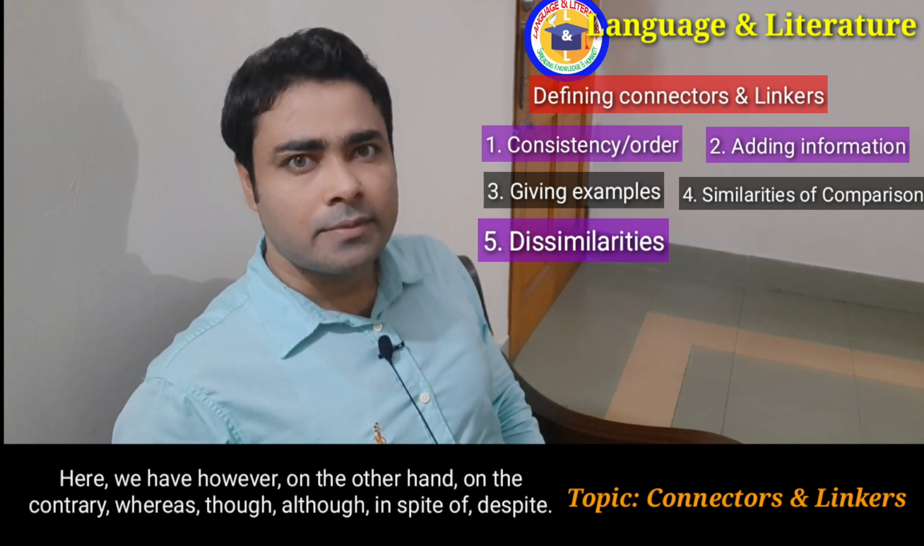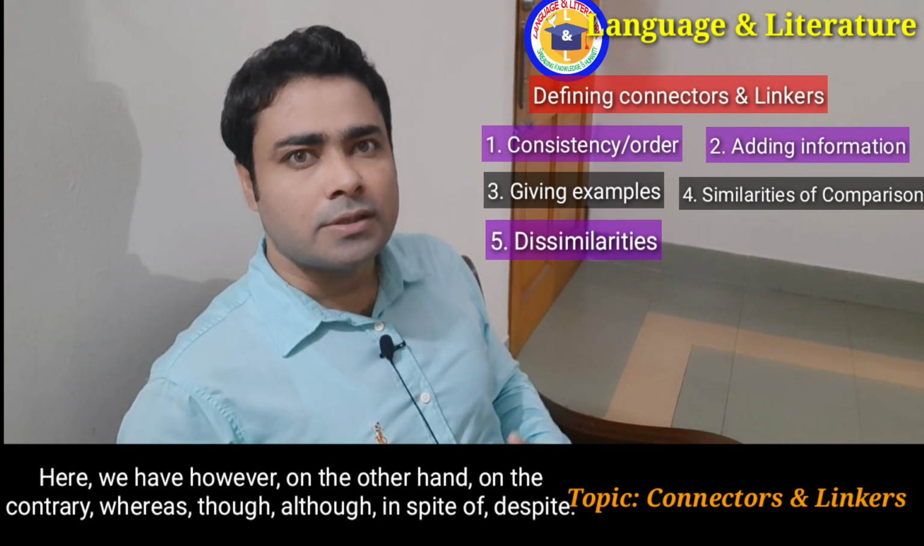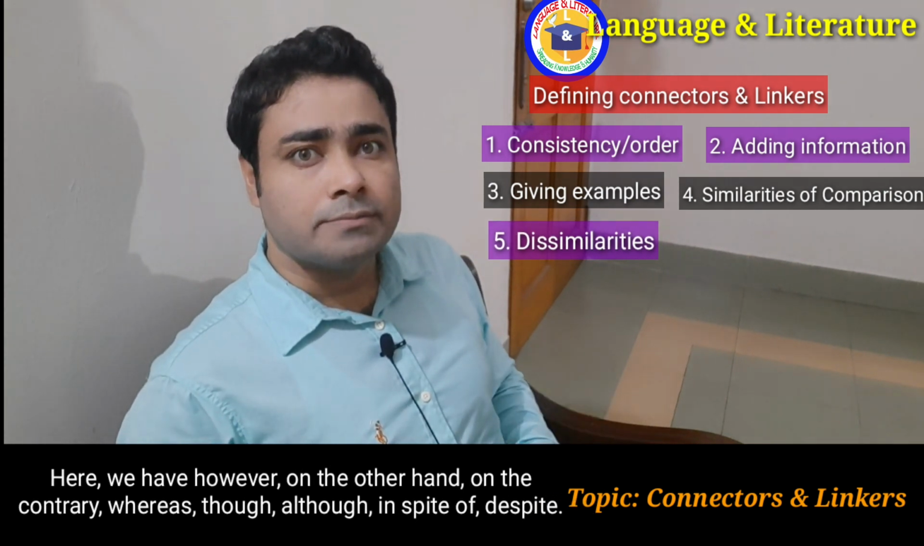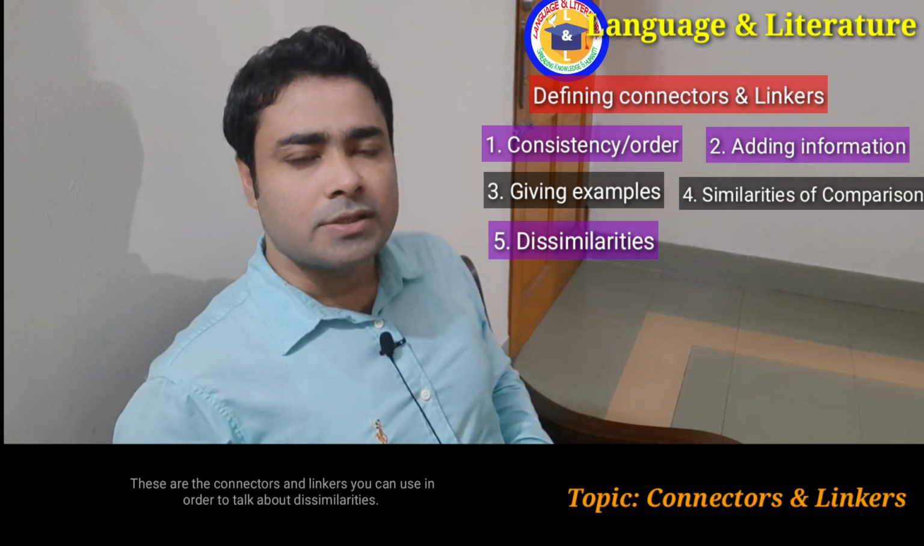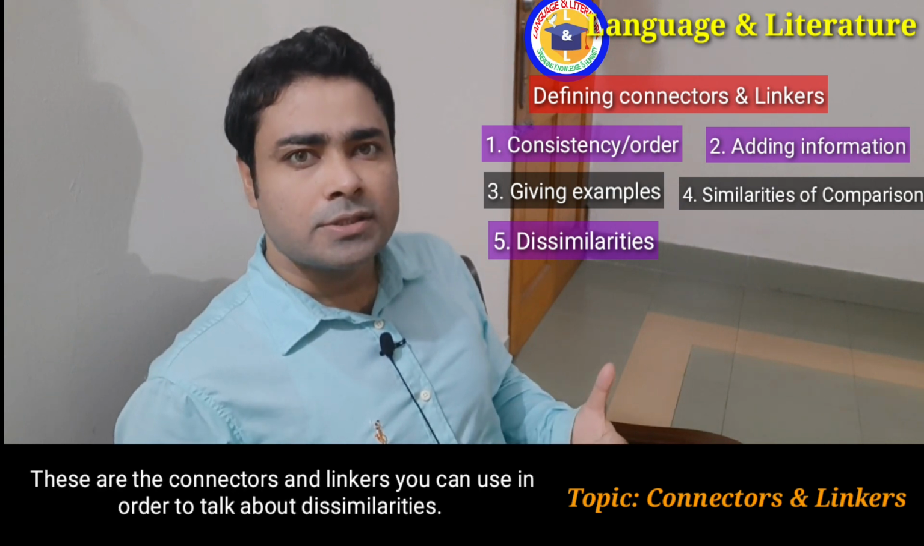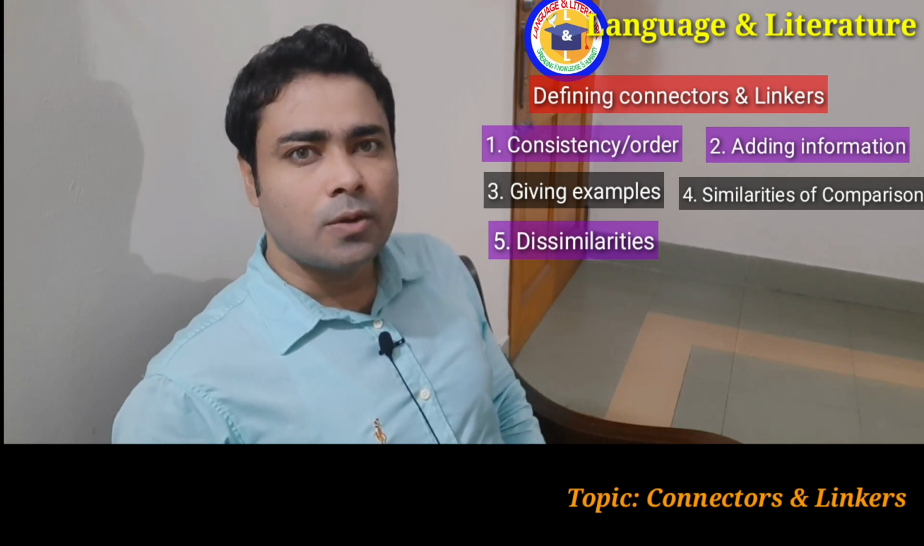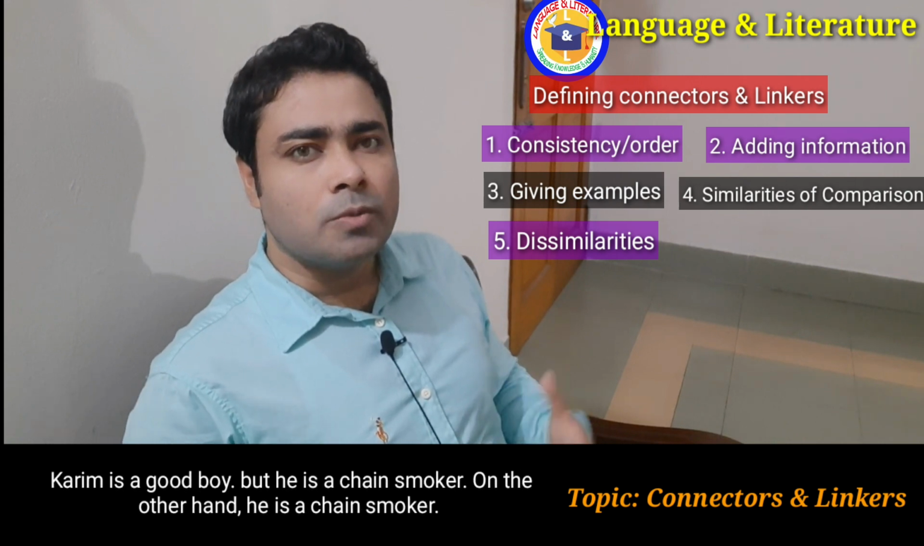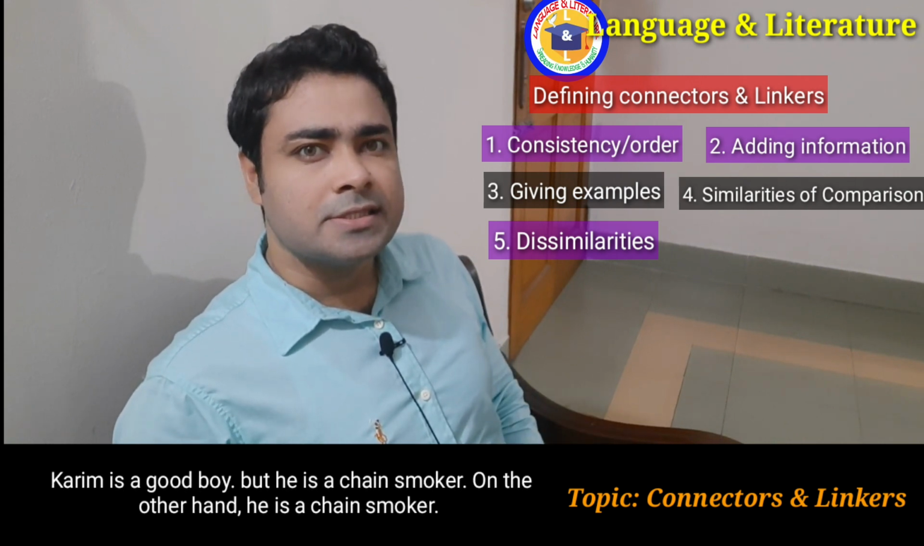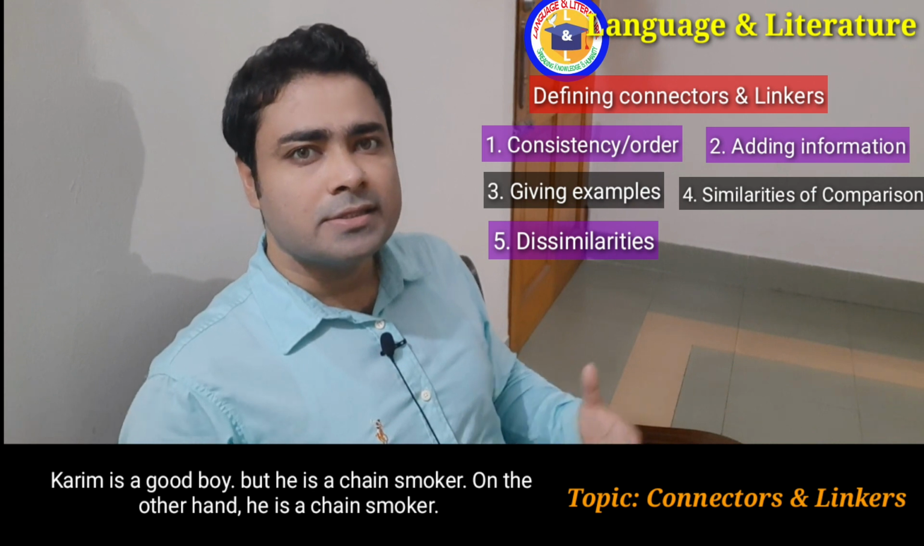Here we have, however, on the other hand, on the contrary, whereas, although, in spite of, despite. So these are the connectors and linkers you can use in order to talk about dissimilarities. Let's have examples. Karim is a good boy, but he is a chain smoker. On the other hand, he is a kind boy.